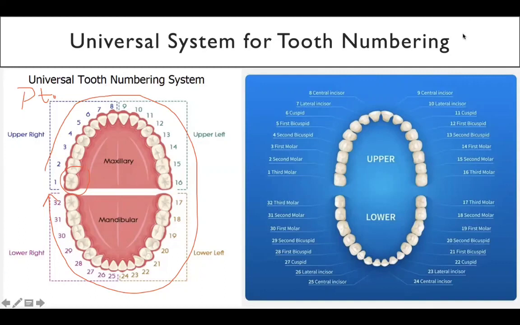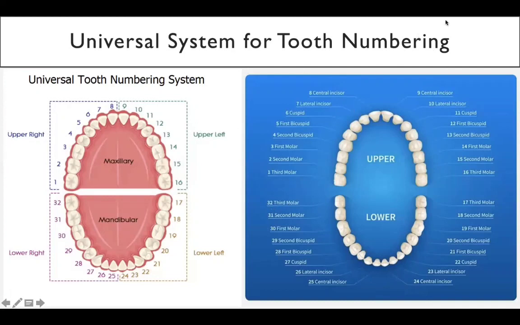This was easy. So first is the third molar, and the upper jaw ends at the 16th tooth, which is the third molar on the left side. It starts again from the 17th, the third molar on the left side of the patient's lower jaw, and goes to the lower jaw on the right side, to the third molar, which is 32. So that's how we remember.